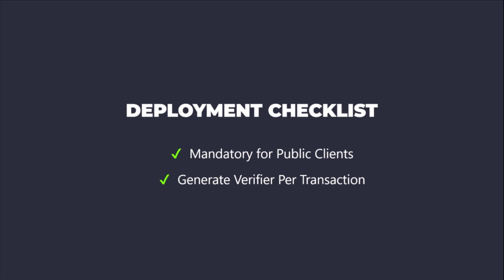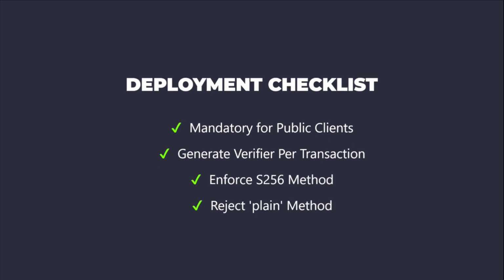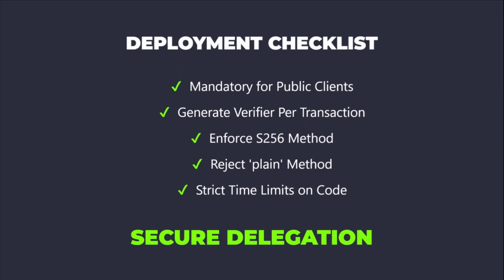For system analysts, the deployment checklist includes ensuring the code verifier is generated per transaction, enforcing S256 as the only acceptable challenge method, and configuring the authorization server to reject requests using the plain challenge method. Furthermore, the authorization server must enforce a strict time limit on the authorization code validity to minimize the window of opportunity for replay attacks, even if the code is intercepted. This robust flow ensures secure delegation of authority in untrusted environments.